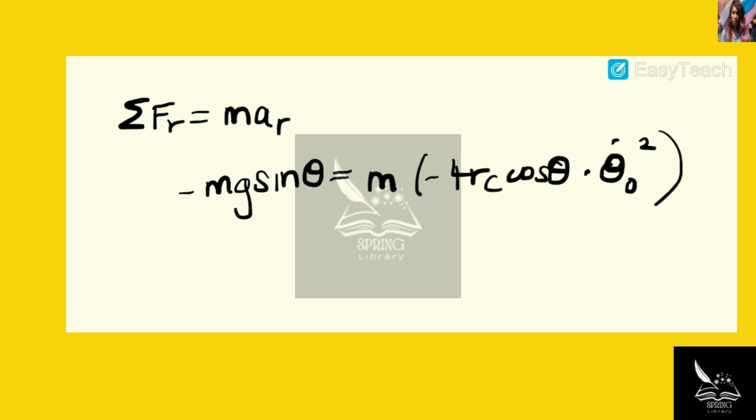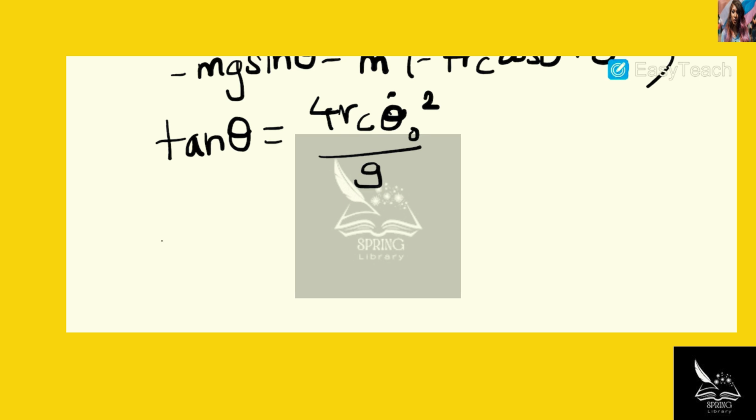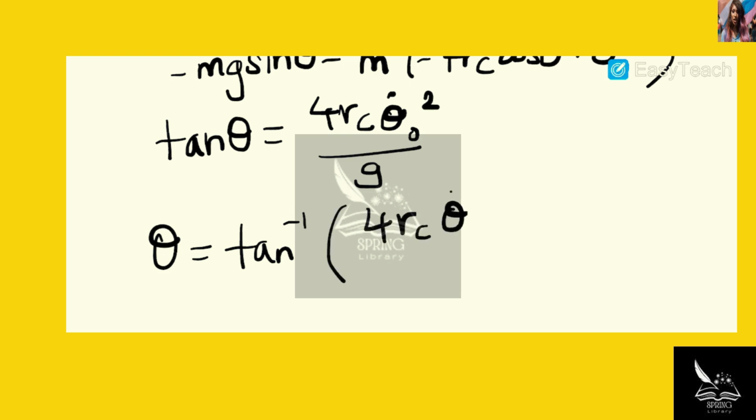What we can do is isolate theta in terms of tangent theta, and we see that tangent theta is equal to 4 r_c theta dot naught squared all over g. Isolating theta gives us that theta is equal to the inverse tangent of 4 r_c theta dot naught squared all over g, and this is our final answer.